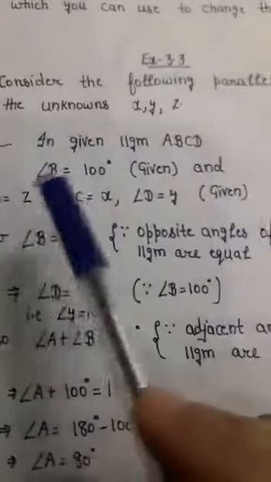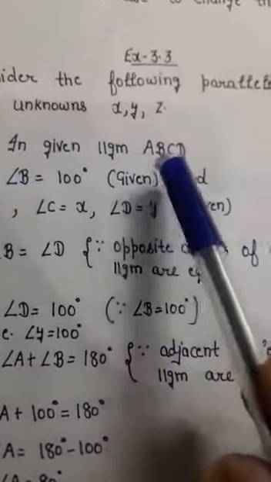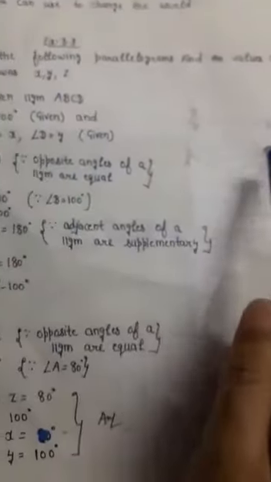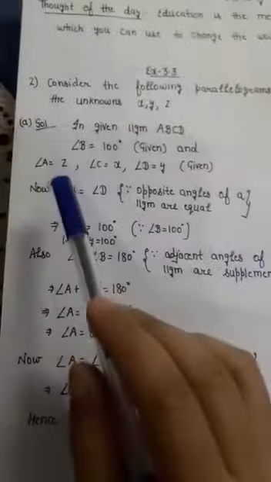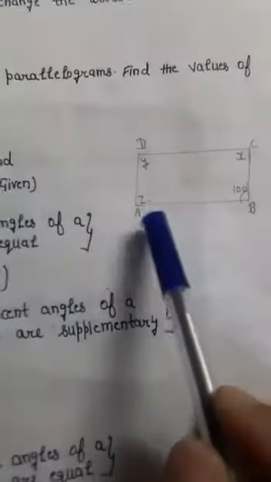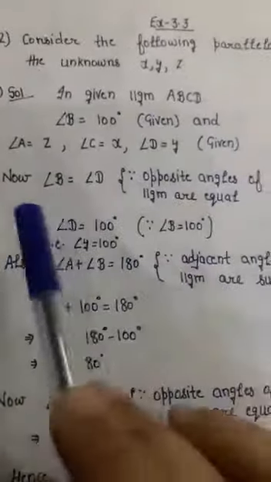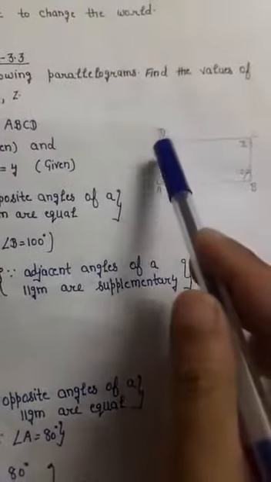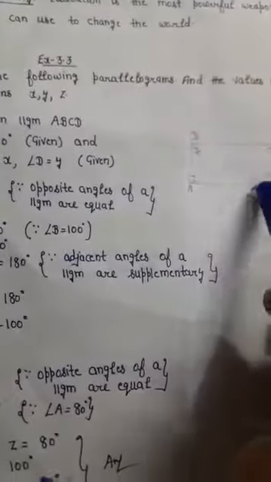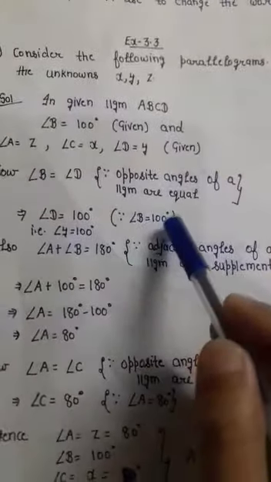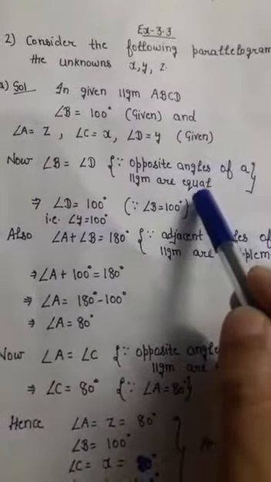Now start its proof. In given parallelogram ABCD, angle B equals 100 degrees, that is given to you. Now, angle A is given to you as Z, B is given as 100, C is given as X, and D is given as Y. Now, angle B and angle D, both angles are equal. If this is 100, then D is also 100. That is, angle Y equals 100 degrees. Opposite angles of a parallelogram are equal.